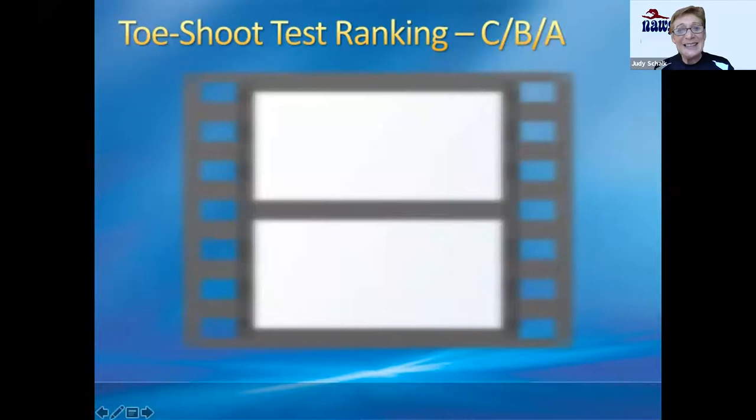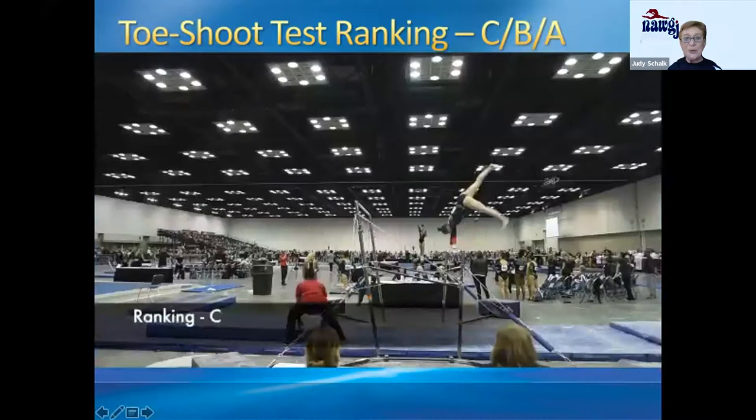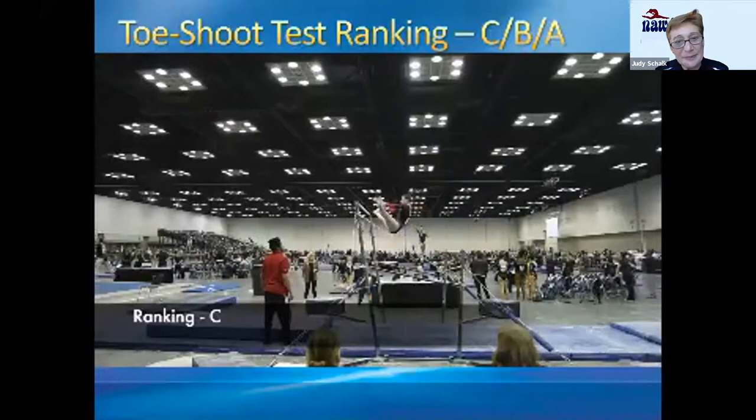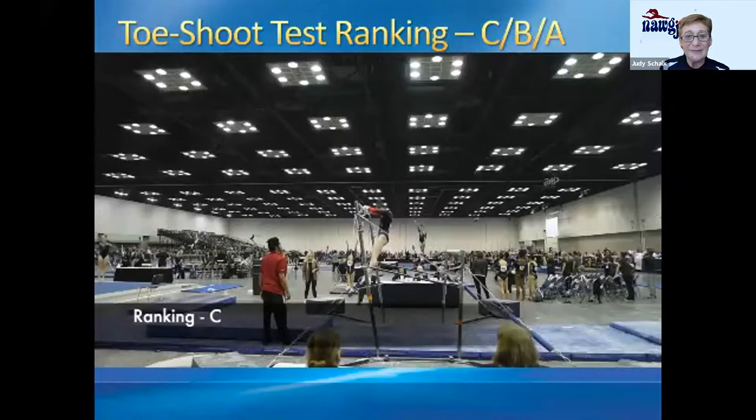Let me get rid of this. And let me show why I did CBA. This was an easy C. Opening is not aimed above high bar. Full extension is not achieved. Almost no hip rise and no rotation. Bent arm catch, shoulders at high bar level. Vertical hang, no extension backward.